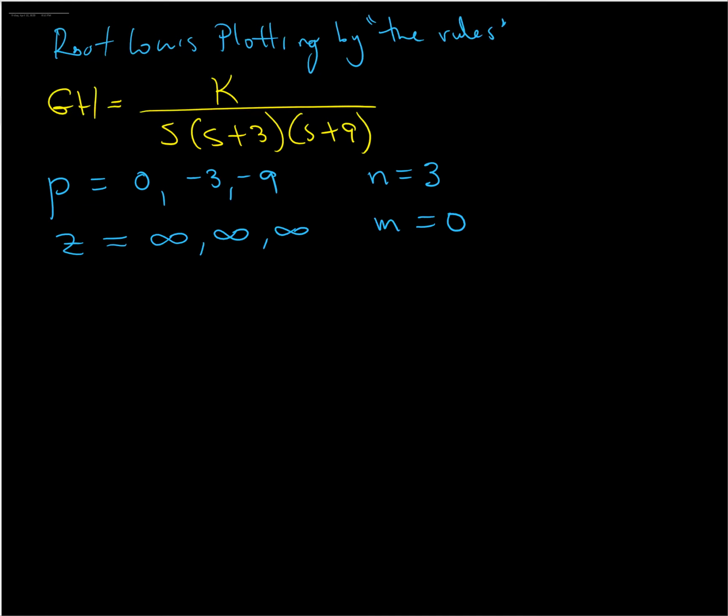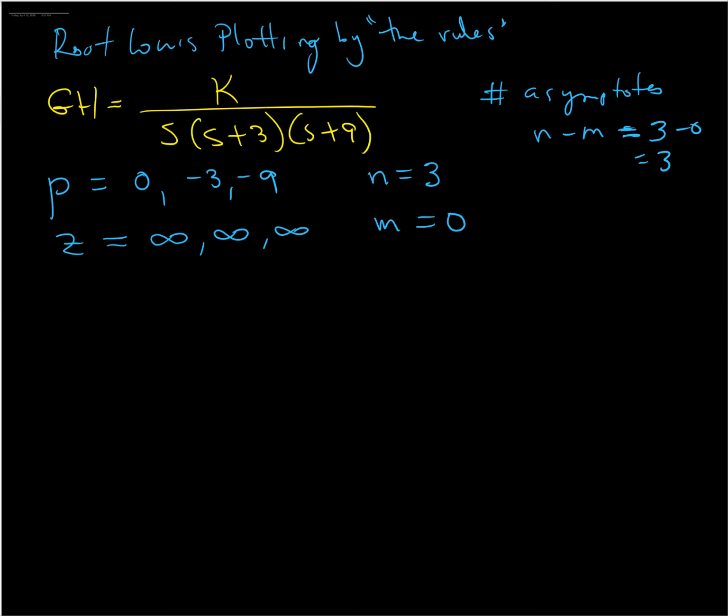Rule 4 says if there are fewer open loop zeros than poles, those branches for which there are no open loop zeros left go to infinity along asymptotes. The number of asymptotes is equal to the number of open loop poles minus the number of open loop zeros. So I know right away my number of asymptotes is n minus m, which equals 3 minus 0 equals 3. So I know I should have 3 asymptotes.